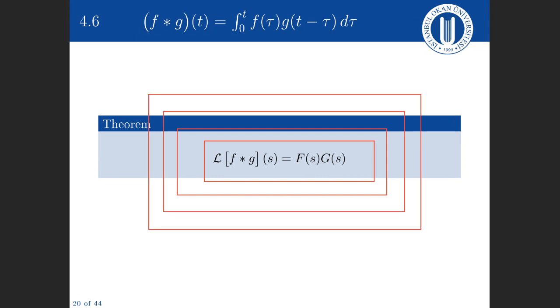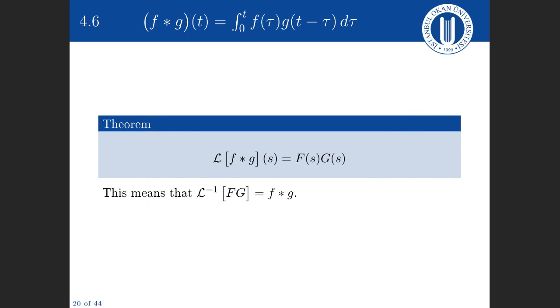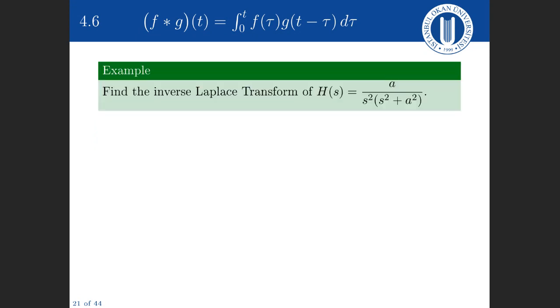The Laplace transform of f convoluted with g is equal to capital F multiplied by capital G. And this is going to be very useful for us when we're trying to do inverse Laplace transforms. Because this means that if we're trying to do the inverse Laplace transform of two functions multiplied together, we could just take the inverse Laplace transform of each function separately and then write the convolution of those two functions.